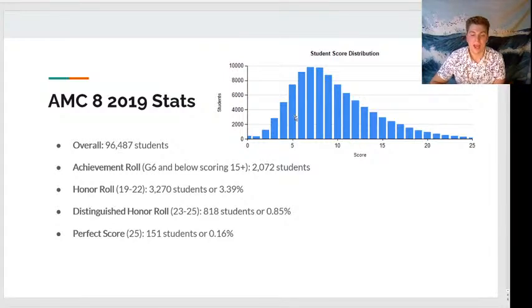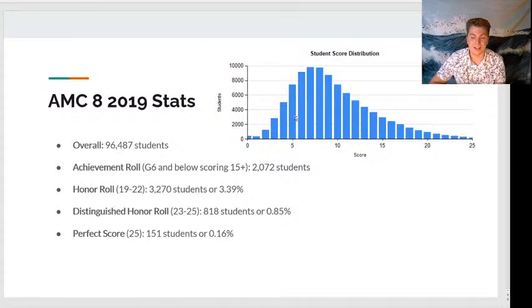Very impressive still. And then we have the distinguished honor roll, which is for students scoring between 23 and 25. This is incredible. That means the students are only missing up to 2 questions on the exam out of the 25 in that extremely low time threshold that they're given. And this is shown in the stats right here.